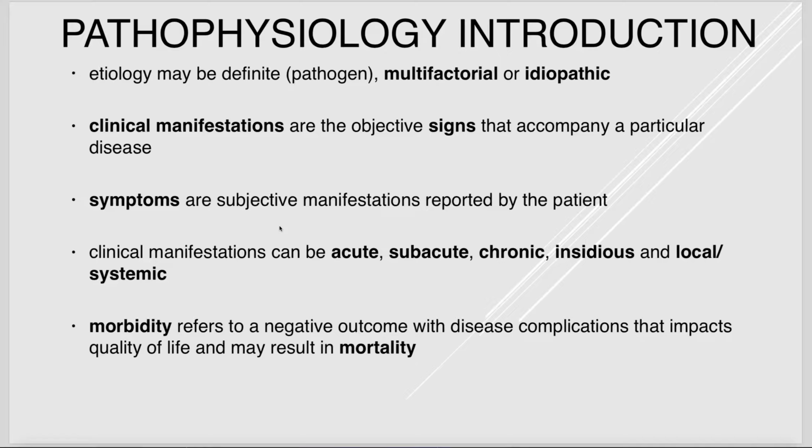Clinical manifestations can be acute, meaning rapid onset. They can be chronic, meaning more long-lasting. The book gives the value of greater than 6 months. Or they can be subacute, which kind of falls in between acute and chronic, oftentimes defined as 3 to 6 months. They can be insidious, meaning you can't really pinpoint when things started. It kind of came on slowly. And of course, they can be local or systemic. Morbidity refers basically to having a disease or a negative outcome with disease complications. And this can result in mortality or death.